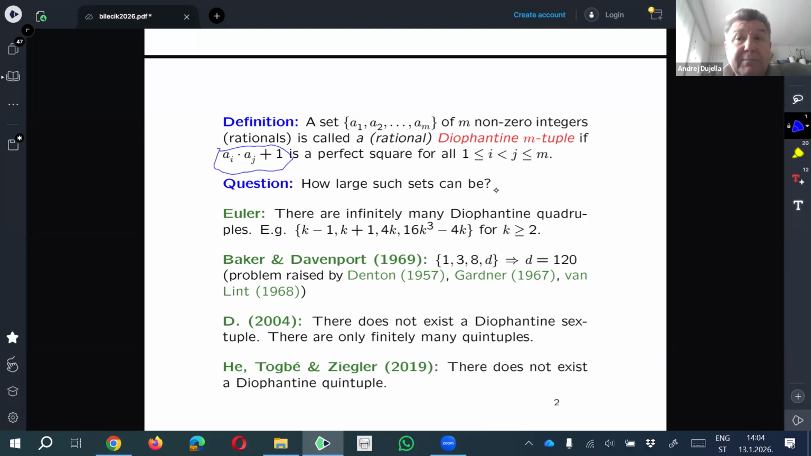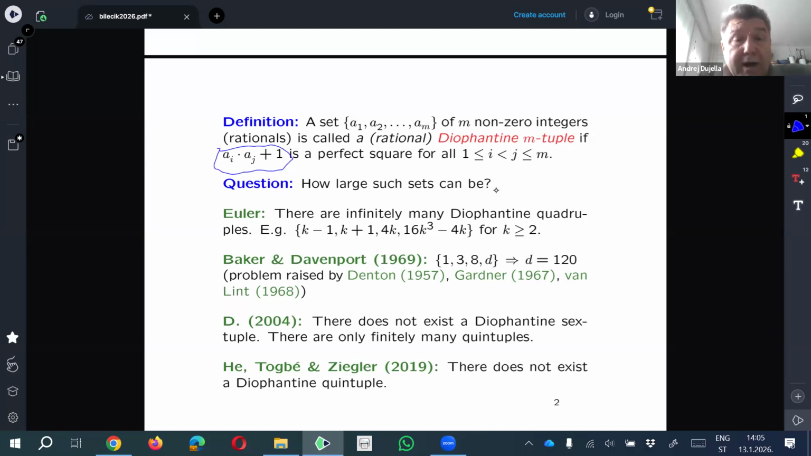And the principal question in this subject is how large such sets can be. In fact, here are two quite different questions, namely how large such a set can be in integers and how large such a set can be in rationals. So the questions are different, our knowledge about these questions is different, and the answers are different. So let me start briefly by mentioning what is known in integers.